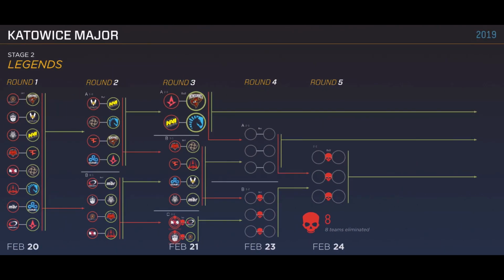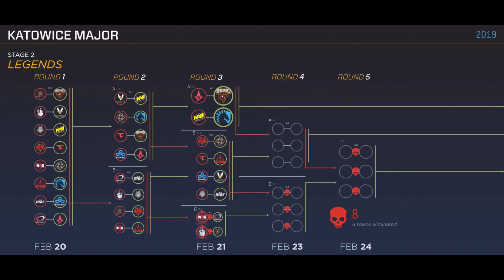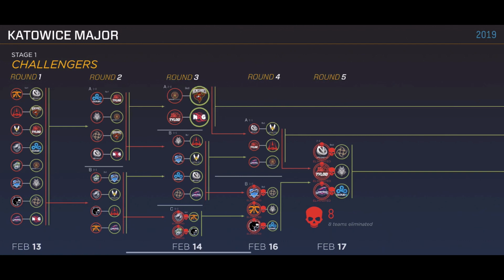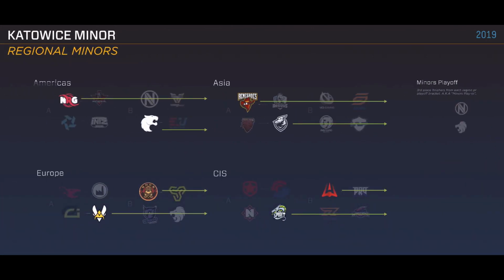So again, everything's zoomable. You can swipe back and forth left and right here between the stages in bracket view, so you can swipe back to see the challengers brackets. You can also swipe all the way back. We've got coverage on all of the minors as well, so you can take a look at all of those matches and zoom into those too.